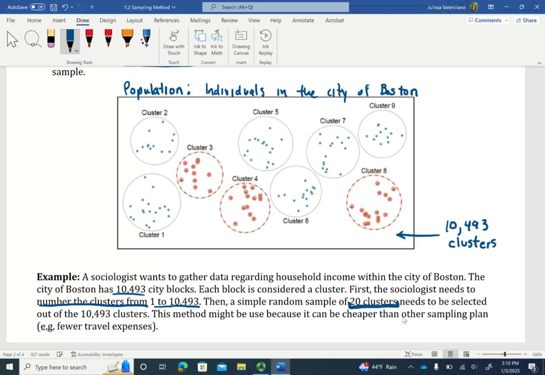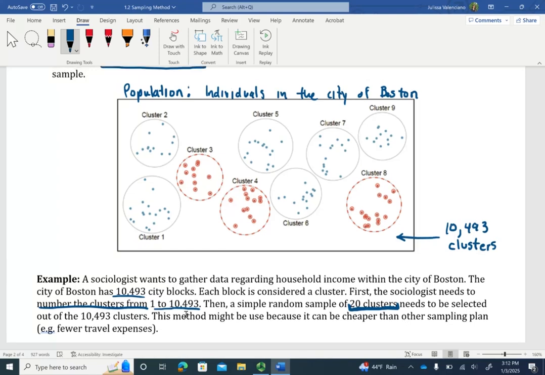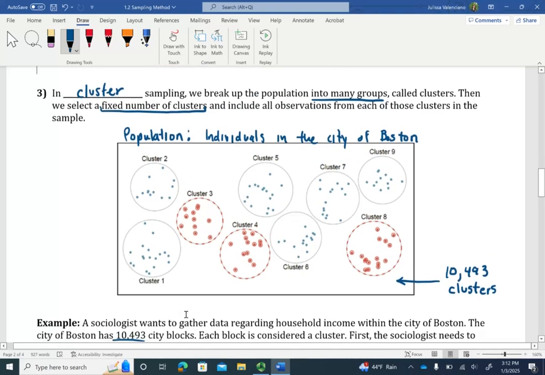So you might be thinking, why are we using this method? Why don't we use stratified sampling? Why don't we use simple random sample? Well, it could be because this method is going to be cheaper, right? Think about the researcher. The researcher is not going to have to visit the whole city of Boston trying to find individuals that were randomly selected. The researcher is only going to visit 20 different blocks in the city of Boston. 20 different blocks that were randomly selected. In this case, we would have fewer travel expenses if we use cluster sampling.